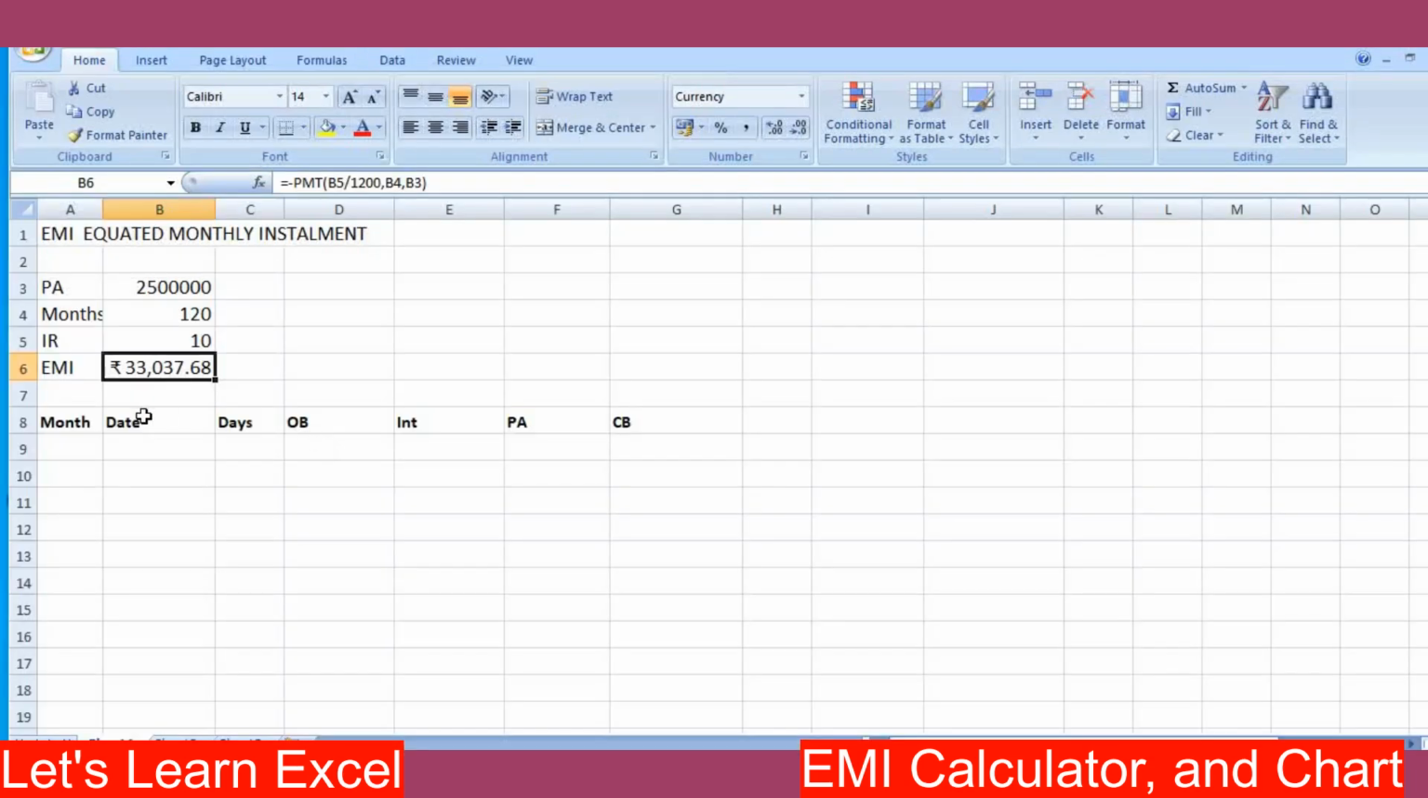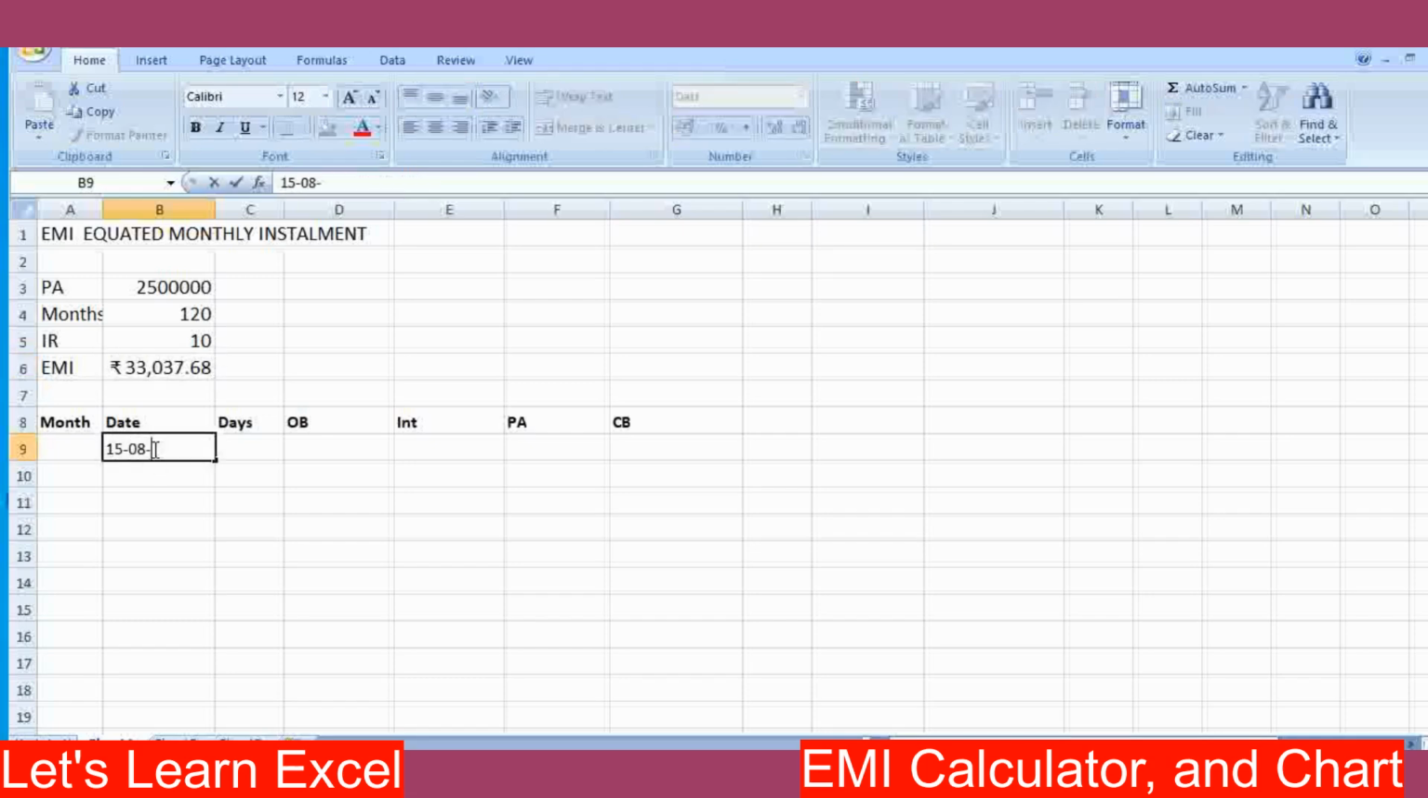Now we know that we have to pay 33,037 rupees 68 paisa EMI per month. Now it is very interesting to know how the bank calculates and keeps track of these entries. How does it calculate interest? How does it calculate principal amount and the closing balance? So let us suppose that we have taken a loan on, say, 15th of August, 15th of August 2024.